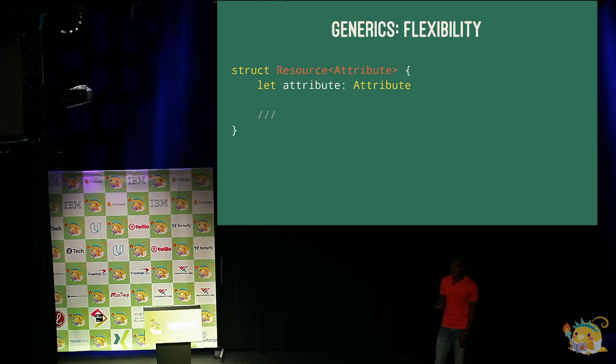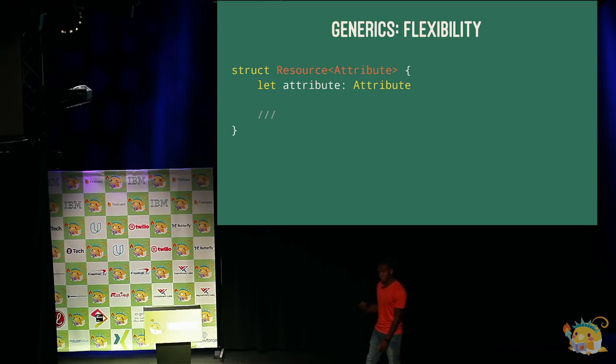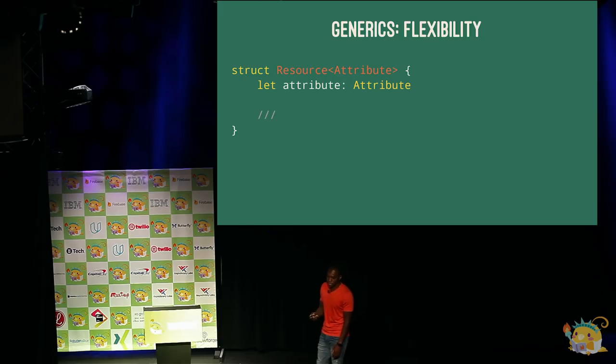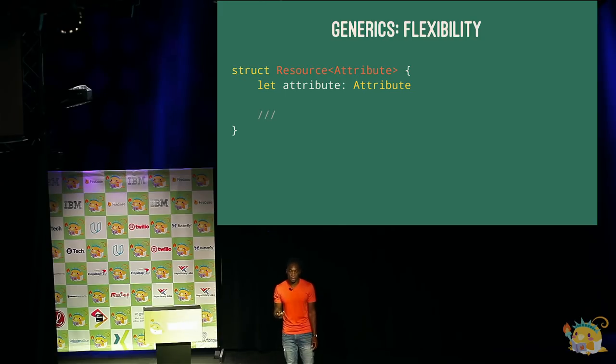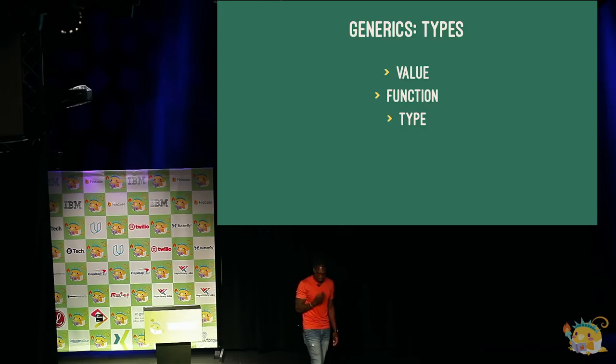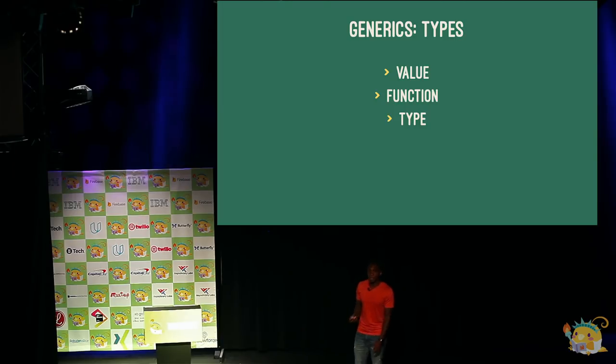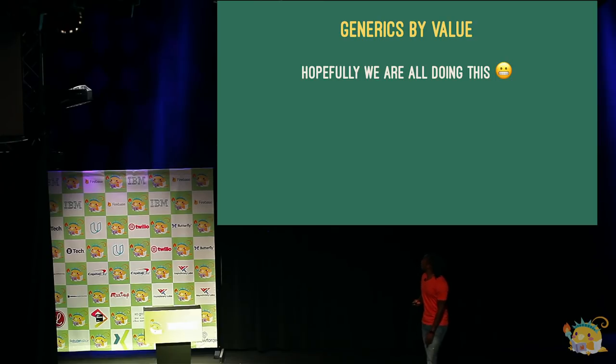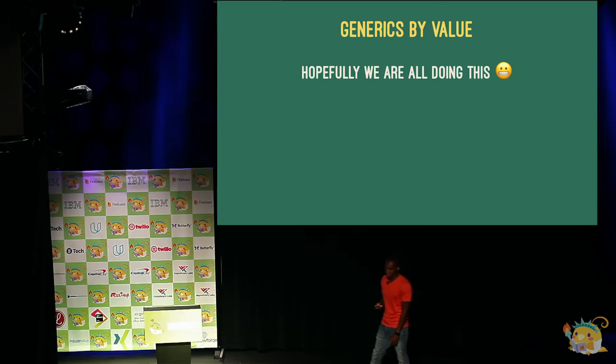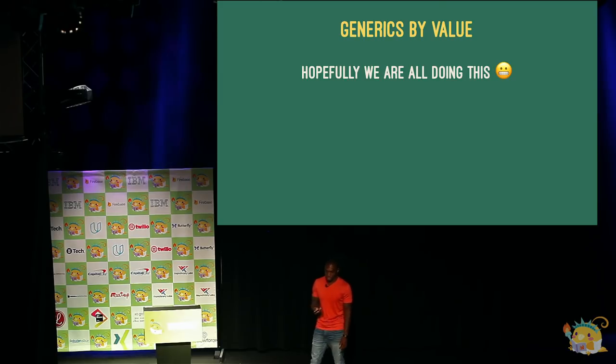Attribute inside the angle brackets is a generic type. What this means is that the attribute field below can be filled with whatever type you desire. There are different types of generics, but today I'd like to talk to you about three: value, function, and type. And we'll start with generics by value, since it's the most common.